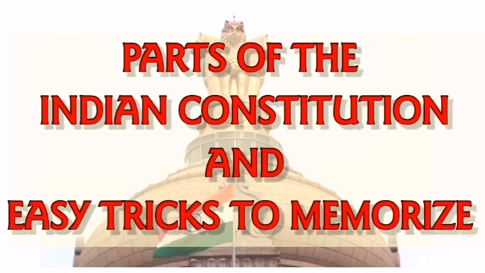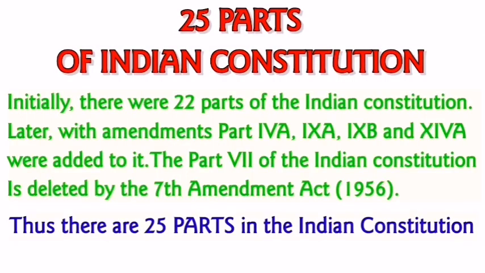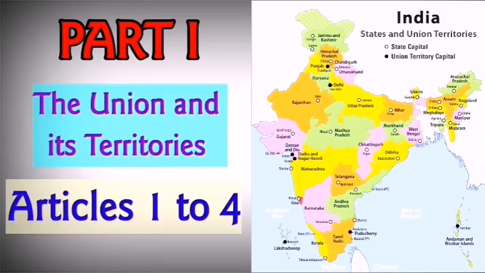In this video, we are going to see about the parts of the Indian Constitution and an easy trick to memorize all the parts of the Constitution. There are 25 parts in the Indian Constitution. Initially, there were only 22 parts. Later, with amendments, Part 4A, 9A, 9B, and 14A were added to it. Part 7 of the Indian Constitution was deleted by the 7th Amendment Act 1956. Thus, now the Indian Constitution consists of 25 parts. Let's start with Part 1.